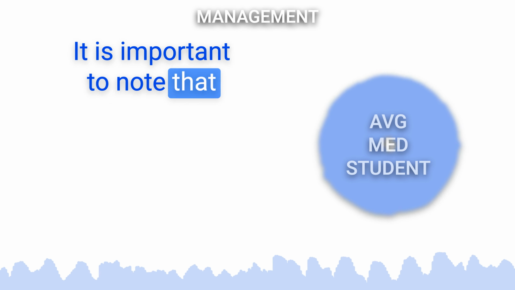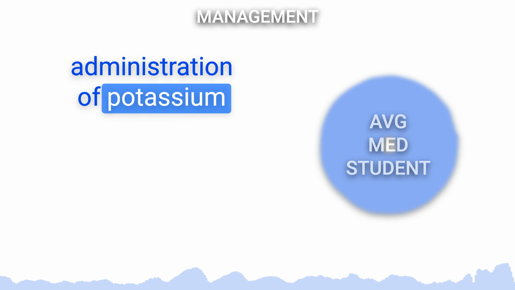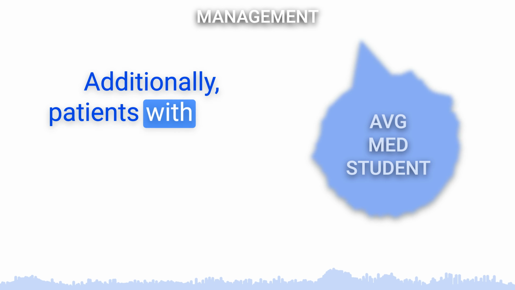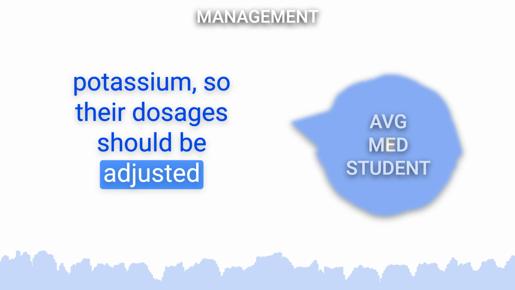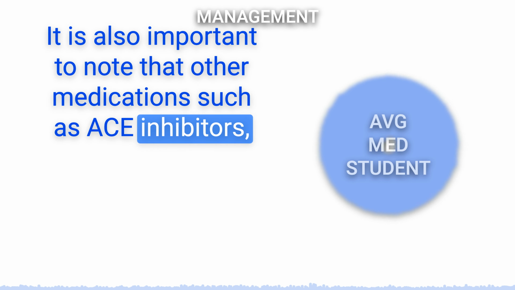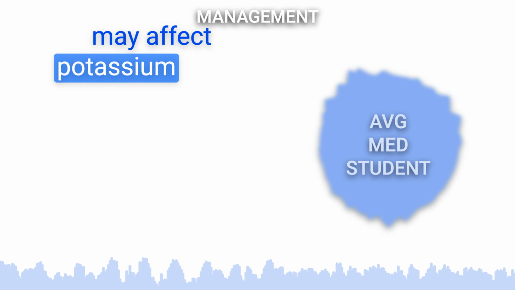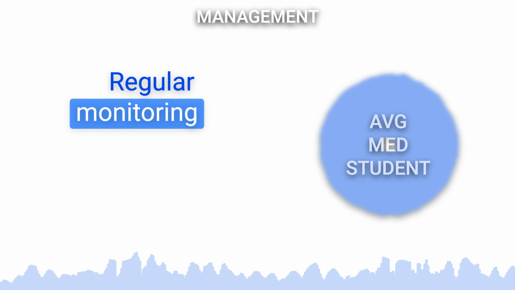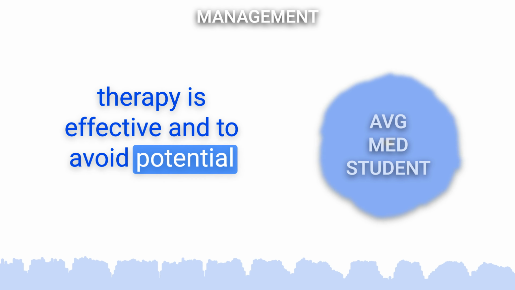It is important to note that potassium replacement should be initiated and titrated carefully, as rapid administration of potassium can lead to hyperkalemia, which can be life-threatening. Additionally, patients with renal impairment may have difficulty excreting excess potassium, so their dosages should be adjusted accordingly. It is also important to note that other medications such as ACE inhibitors, potassium-sparing diuretics, and potassium-containing salt substitutes may affect potassium levels and should be considered when administering potassium replacement therapy. Regular monitoring of potassium levels is important to ensure that therapy is effective and to avoid potential complications.